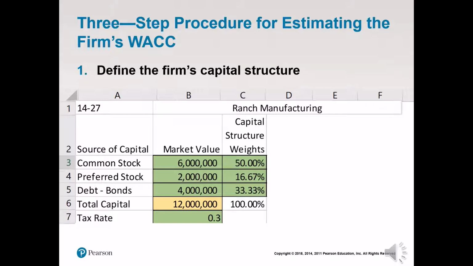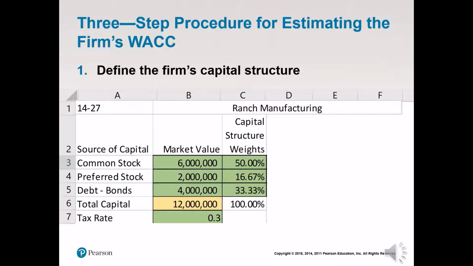If we say that $12 million is 100% of our capital, which it is, we can identify which percentage each one of these different sources of capital have by taking their market value divided by the total capital. So common stock at $6 million divided by the total capital of $12 million equals 50%. The 50% indicates that of our capital structure weight, common stock carries half of our capital structure.